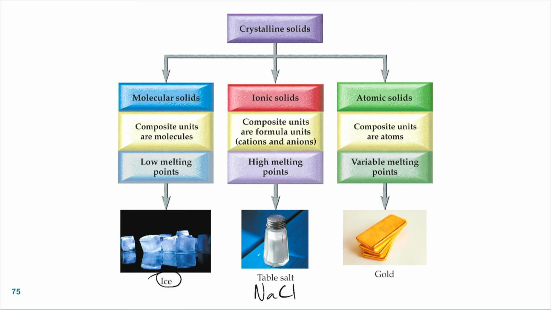We also have atomic crystalline solids, and they can have variable melting points. Sorry, I didn't mention for the other ones, low melting points for molecular solids. Again, ice is a good example. High melting points for things like table salt. Very, very high melting points for ionic solids. And then variable melting points for atomic solids. You can think of something like mercury, which has a melting point lower than room temperature, so it occurs as a liquid.